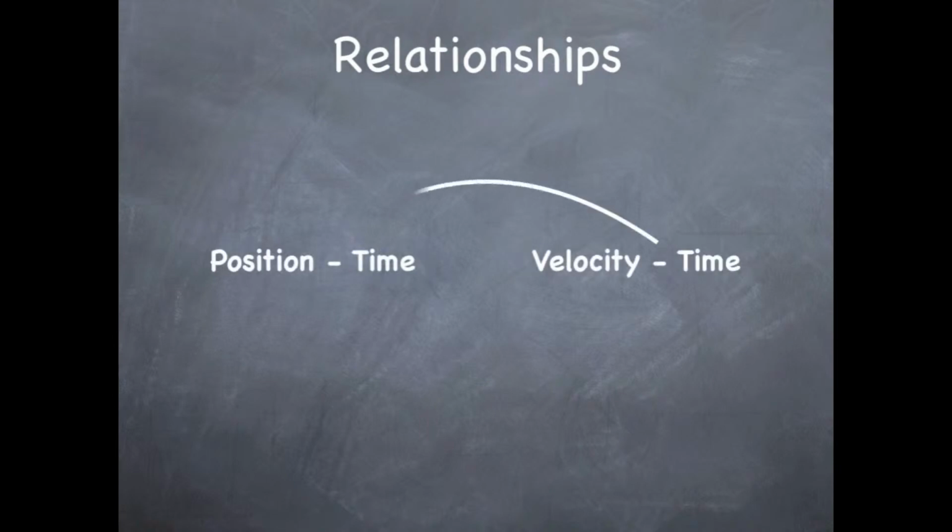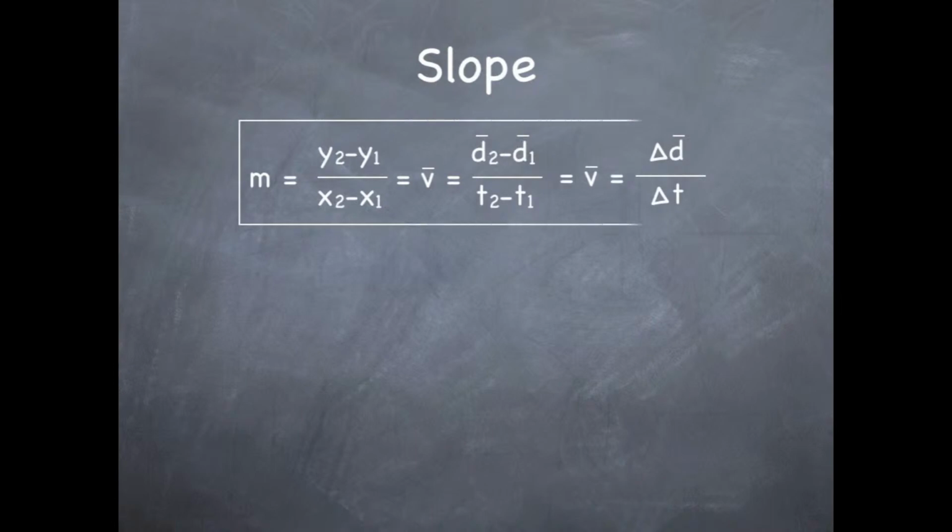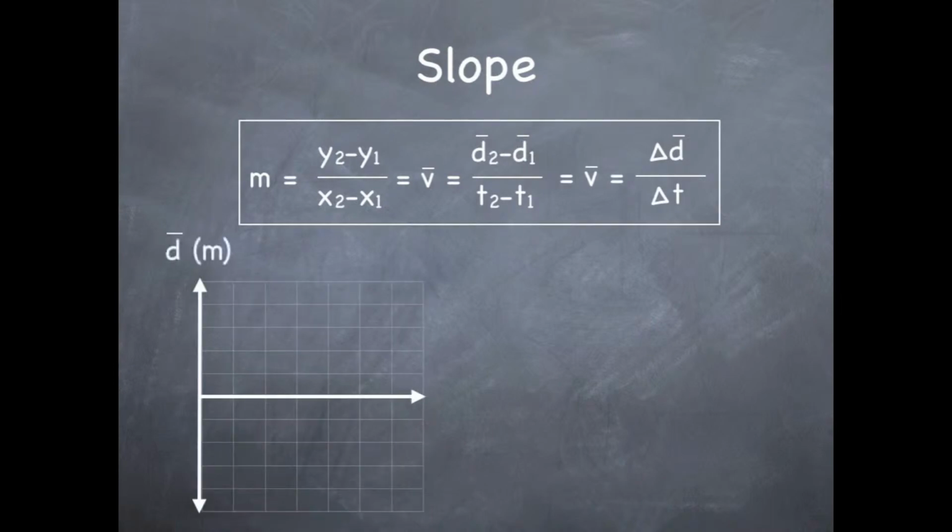To move from a position time graph to a velocity time graph, we will need to exploit the relationship between them, which is the slope. As you have learned in math, the slope of a line is y2 minus y1 over x2 minus x1. The slope in a position time graph is velocity, which is the difference in position over the difference in time.